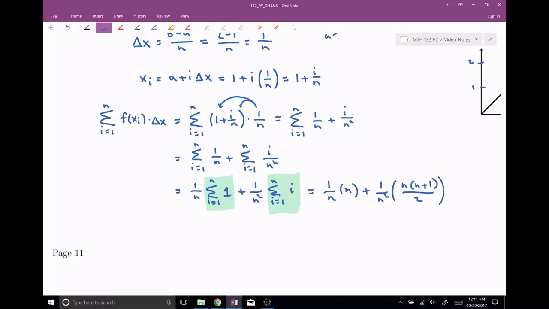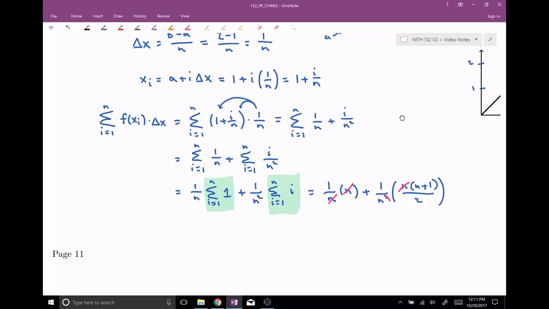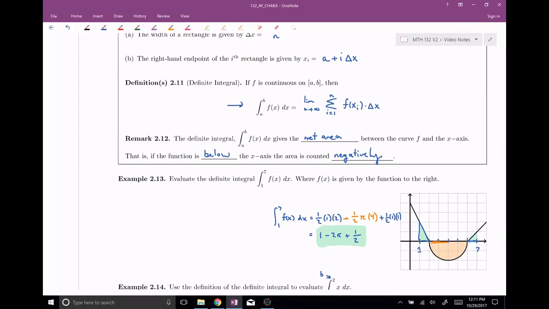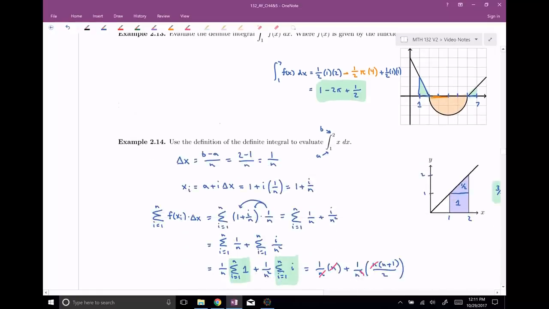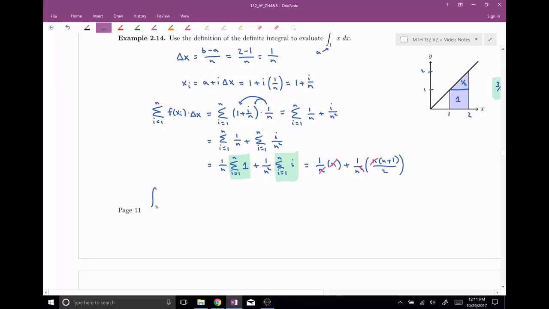Okay, and now we see that there's already a little bit of nice cancellation happening here, one of these n's and one of these n's. Very nice. And so our last thing to do, remember in our definition, if we want the best accuracy, we want infinitely many rectangles. So we're going to have the number of rectangles go to infinity. That's our last step, and that's going to give us our definite integral. So our definite integral from 1 to 2 of our function x dx is going to be equal to the limit as n goes to infinity of these sums of rectangles. And we calculated that this gets simplified down to 1 plus n plus 1 over 2n.